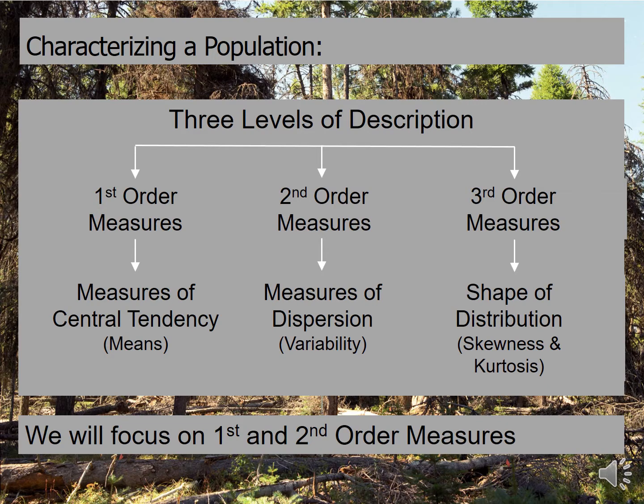Generally, there are 3 levels to describing a population. We will focus on the first 2 levels. However, it is important to remember that the third order of descriptive statistics, focusing on the skewness and kurtosis, or the shape of distribution, are very important when it is necessary to understand the structure of the population's distribution.